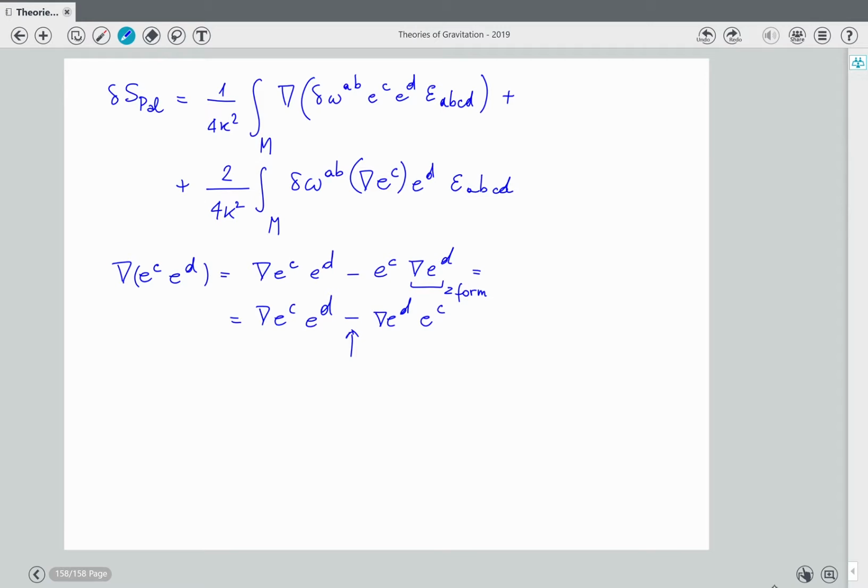Now, this is a covariant derivative of a form. It's a four-form that has no flat space index. Well, it has four flat space indices, but they are all contracted. So that is equal to the exterior derivative.